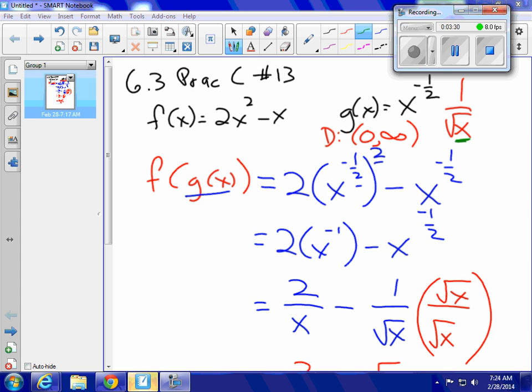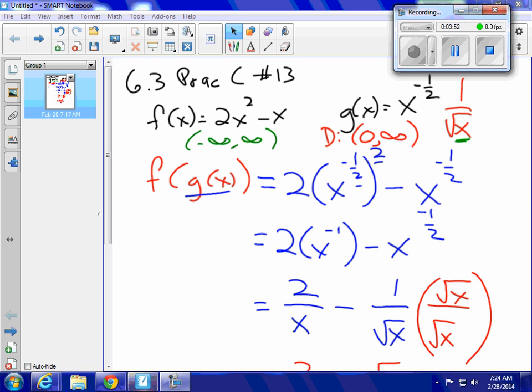Now I'm going to look over at the domain of f of x. Well, I don't see any denominators at all, so no variables in any denominators because I don't have a denominator. And I don't see any radical signs, so I don't need to worry about that. So the domain of f of x is all real numbers, negative infinity to infinity.